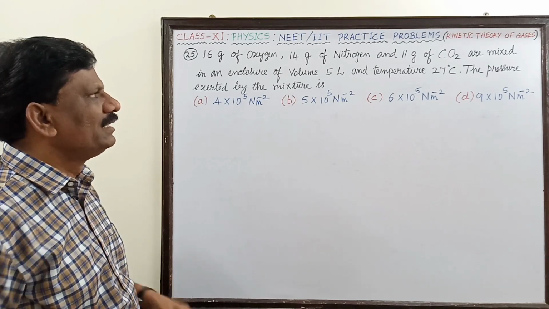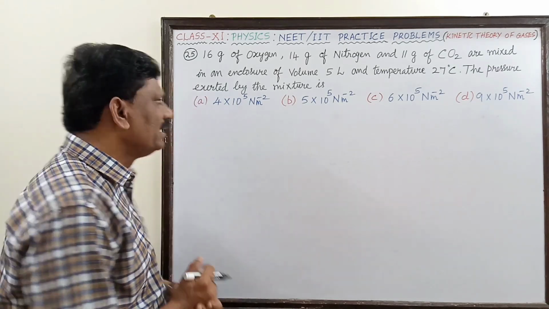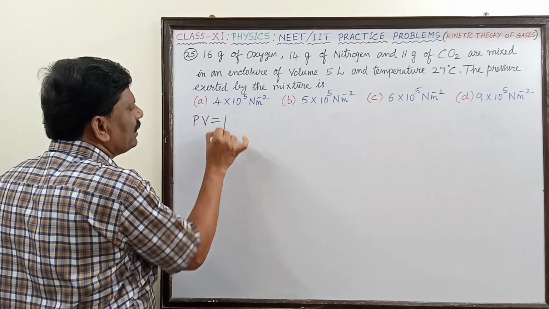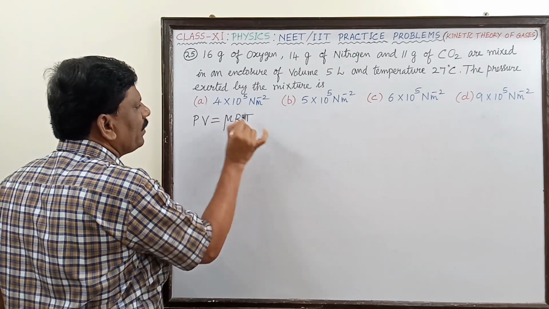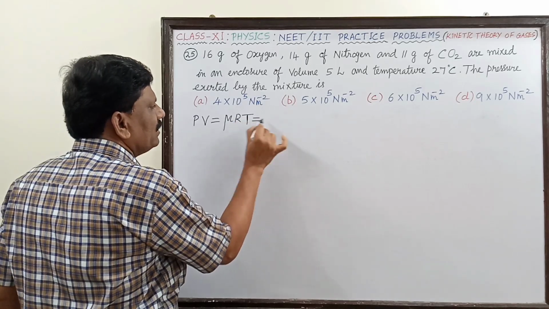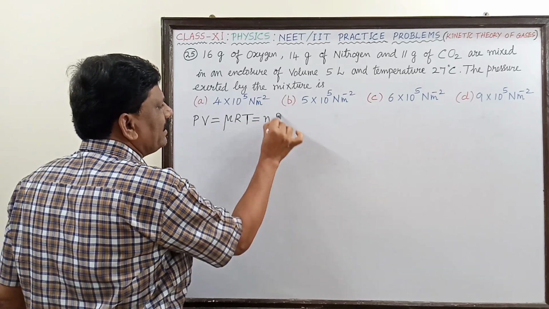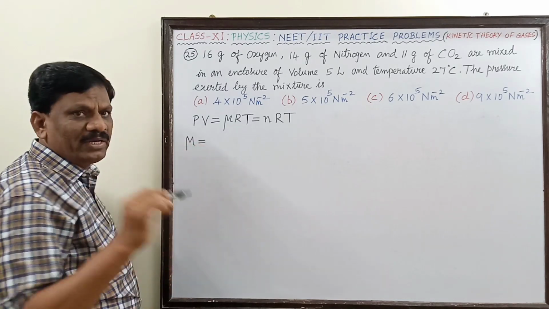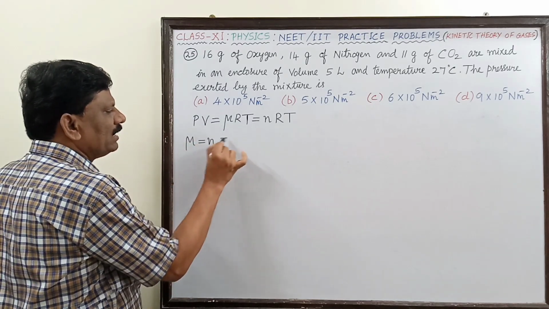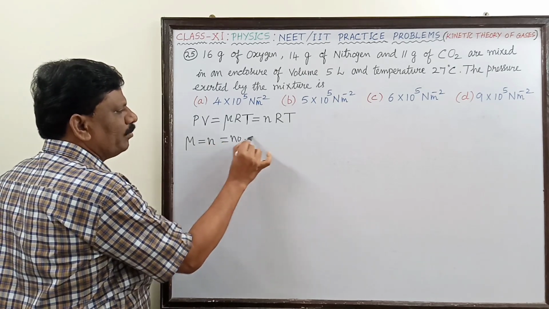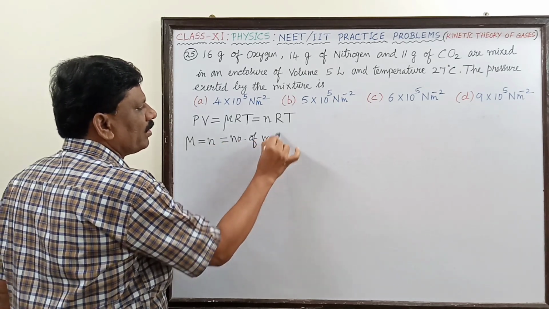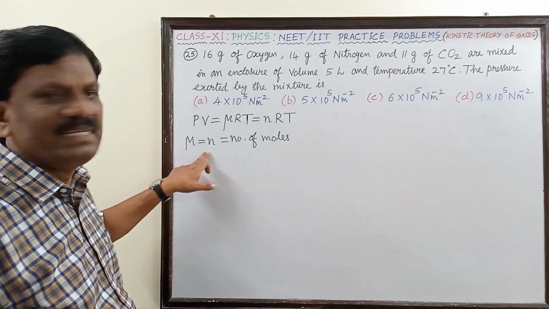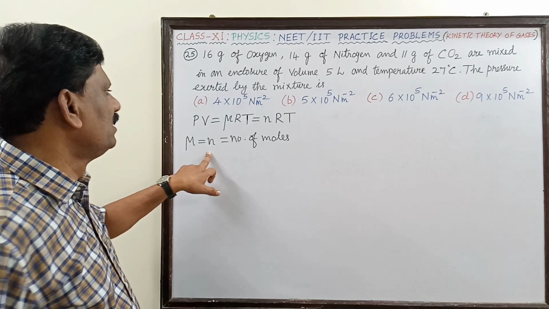Now first of all, from the ideal gas equation, PV is equal to mu RT, or this also can be written as small n times RT. You can either use the symbol mu or n for the number of moles. Either of these two symbols can be used.